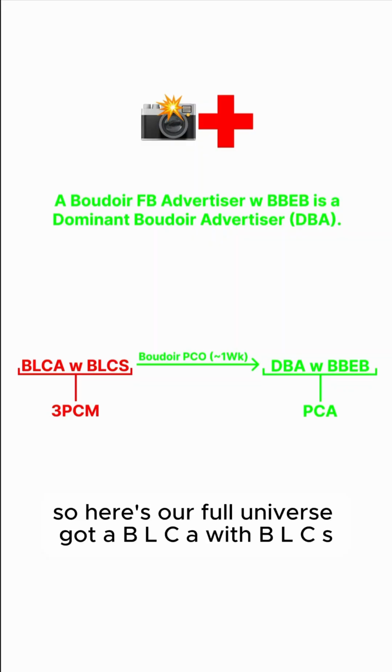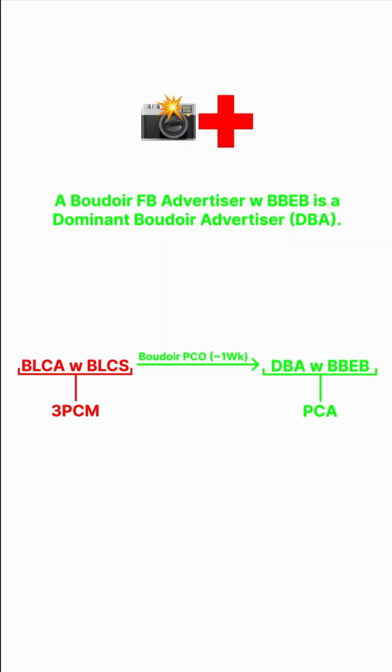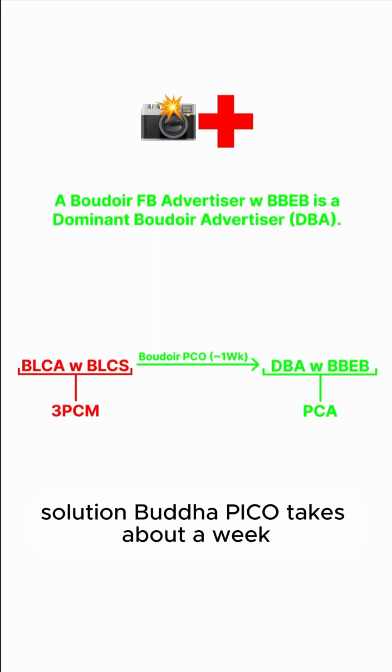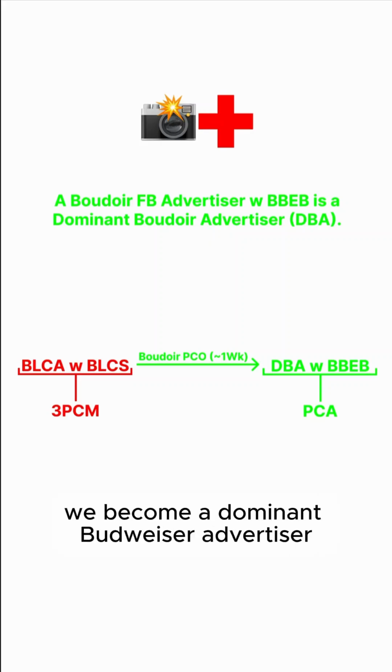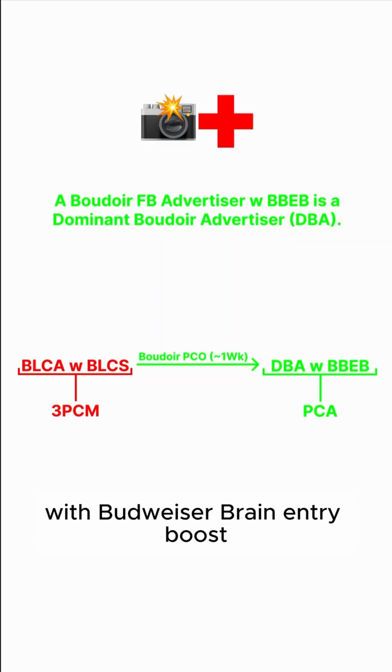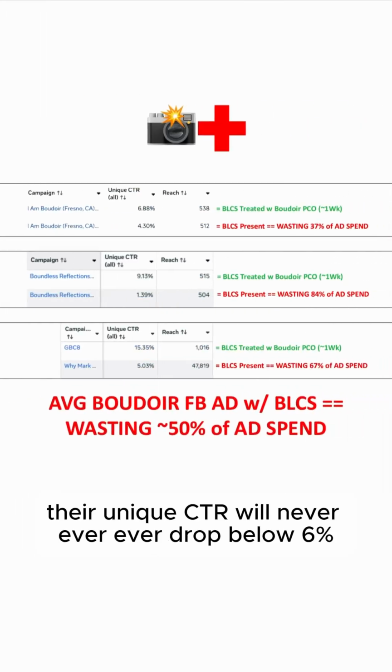So here's our full universe. Got a BLCA with BLCS. It's caused by the 3 pre-click mistakes. Solution, boudoir Pico, takes about a week. We achieve pre-click alignment, and we become a dominant boudoir advertiser with boudoir brain entry boost. And those boudoir Facebook ads, their unique CTR will never, ever, ever drop below 6%.